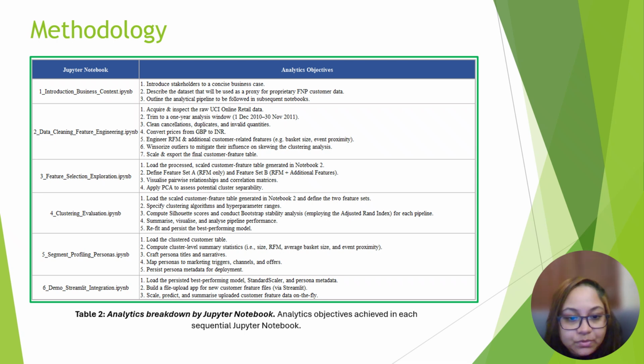Next, clustering evaluation was performed in the next notebook. So for this, the customer feature table generated in notebook 2 was again loaded and the two feature sets A and B were defined.